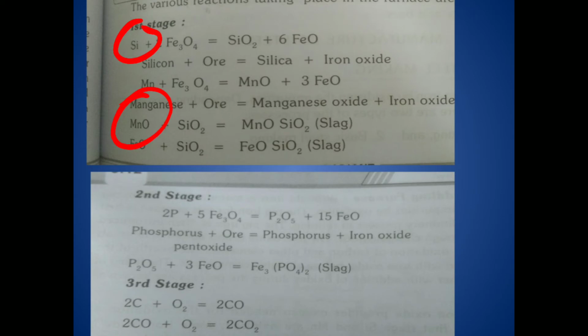So this Fe3O4, when the silicon reacts with the Fe3O4, we get silicon oxide, silica, and manganese oxide.